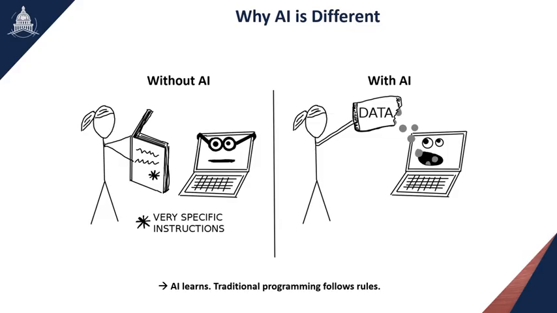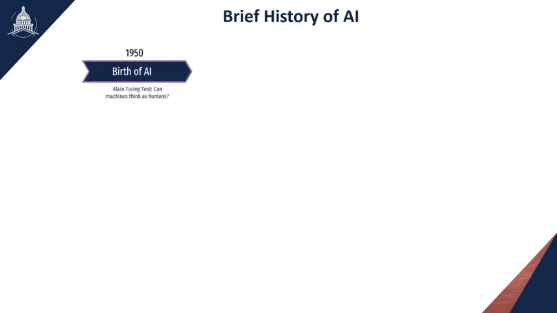But how did we reach here? Let us go a little bit to the past. The year 1950 marked the birth of AI. It was when Alan Turing asked the groundbreaking question, can machines think like humans? While proposing the famous Turing test, a benchmark for measuring machine intelligence. Then, in 1956, the term artificial intelligence was officially coined in the first AI workshop. This event brought together brilliant minds to explore the possibility of creating intelligent machines, laying the foundation for AI research.